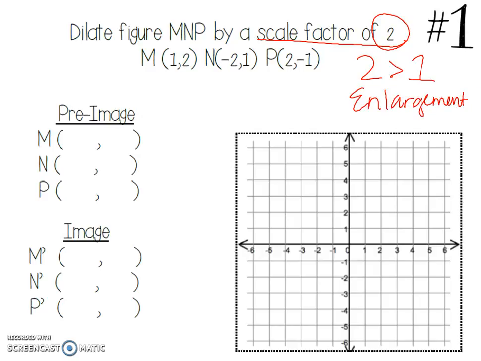Yeah. All right. Then the next thing I've got to do is plot or write down my points. 1, 2, -2, 1, 2, -1. After I have those down, what do we do? Plot them. M is right 1 up 2. N is left 2 up 1. P is right 2 down 1. Do you agree with those points? Yes.